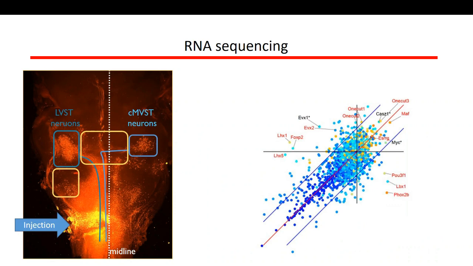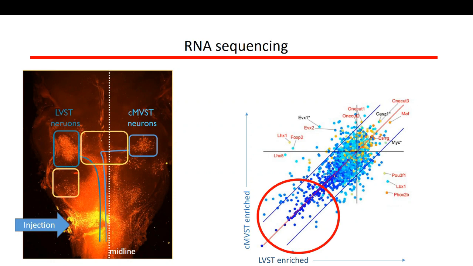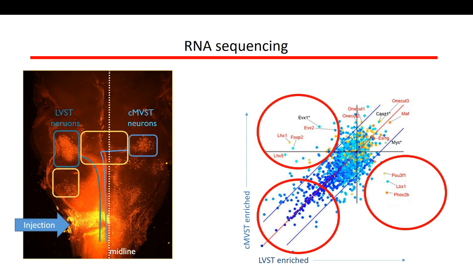To visualize all 2,000 data points in the mouse, I plotted them with the LVST-enriched TFs along the x-axis and the CMST-enriched TFs along the y-axis. This showed the presence of 4 categories of TF expression patterns: those with low expression in all vestibulospinal neurons, those with high expression only in LVST neurons, those with high expression in CMST neurons, and those with high expression in both LVST and CMST neurons.